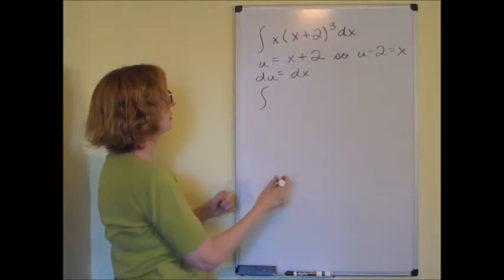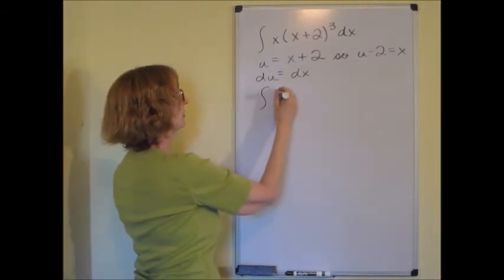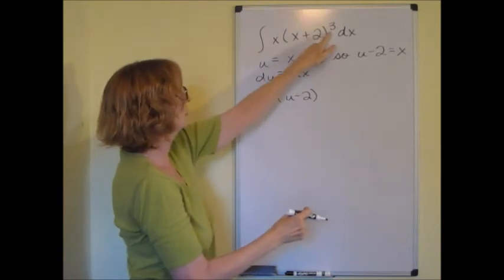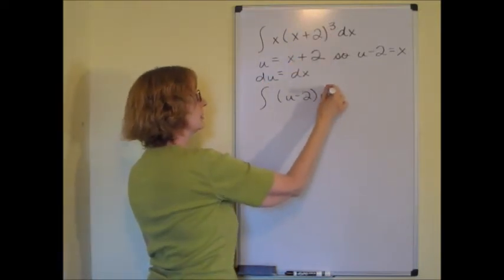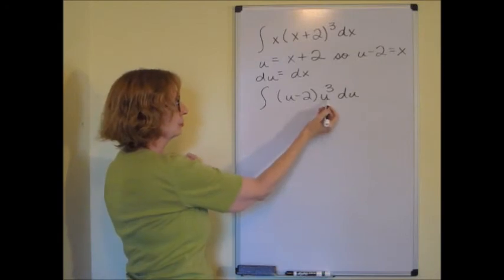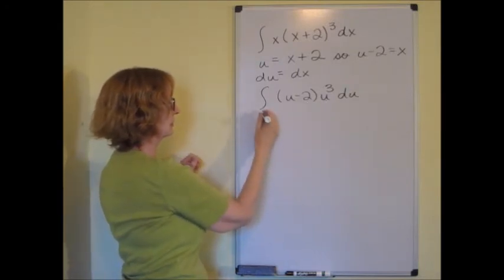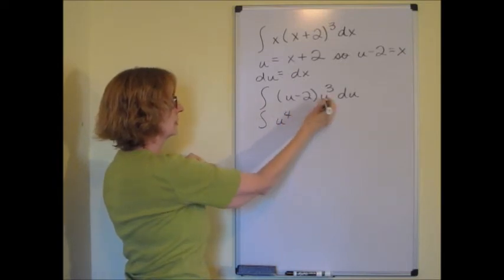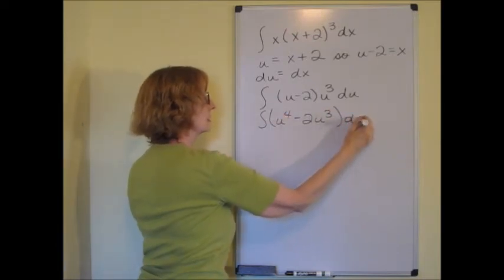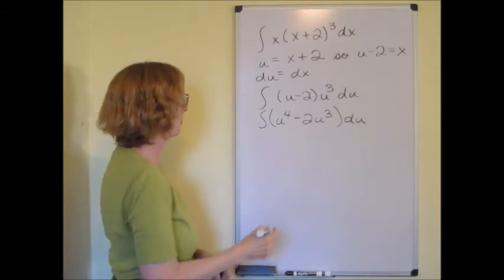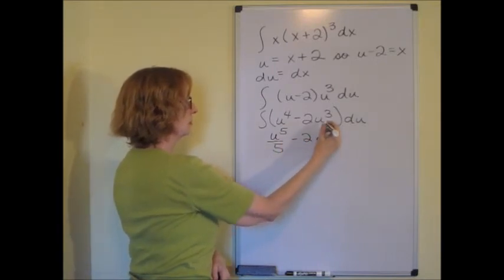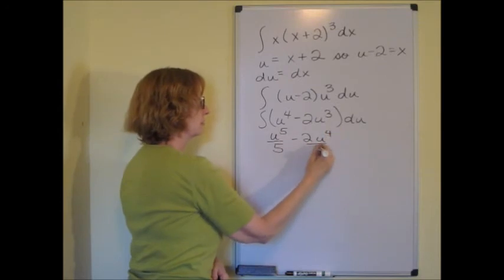Alright, so I have my integral. X is u minus 2, and then I have u to the 3rd power, u cubed, and then I have my du. I can now distribute u cubed into this parentheses. That's going to give me u to the 4th minus 2u cubed when I distribute. And this is something I can integrate. Just using my power rule, that's u to the 5th over 5 minus the 2, this will be u to the 4th over my 4.